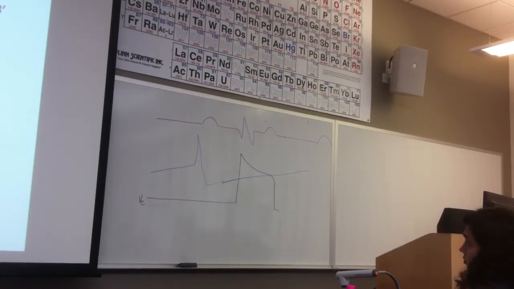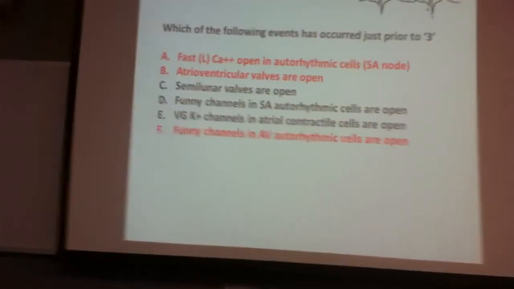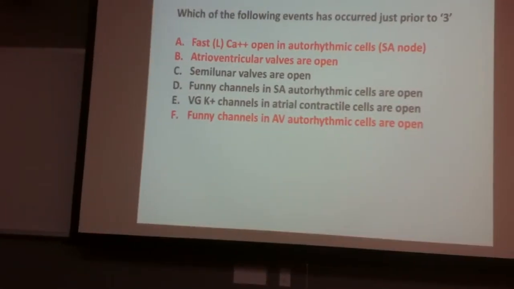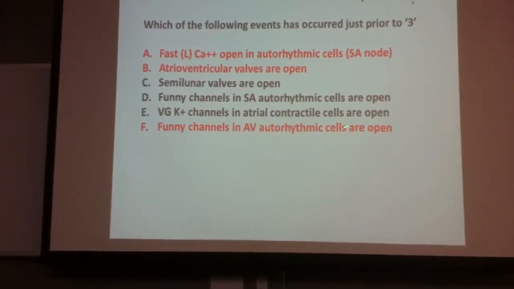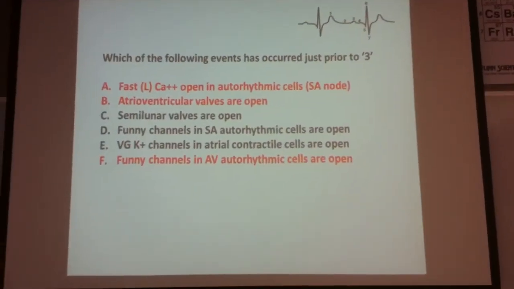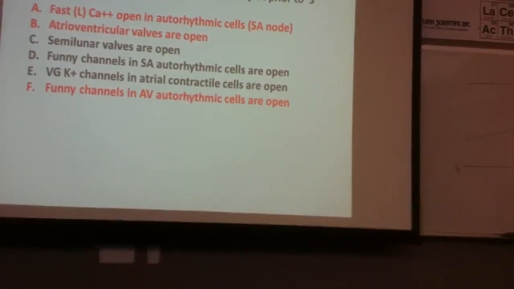Okay? What about the semilunar valves? Are they open yet? No. Because what opens the semilunar valves? Same thing that closes the AV valves, ventricular pressure, and they haven't started to contract. Okay? So semilunar valves are not open. The funny channels in the SA autorhythmic cells are not open because we haven't gotten to that point yet. They just opened and closed. Funny channels in the AV node are still open.